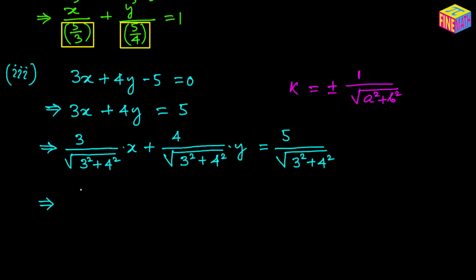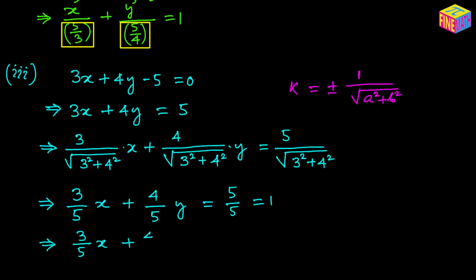It would be 3 over square root of 9 plus 16, that's 25, so 5, so 3 over 5. So we can say this is 3 over 5 times x plus 4 over 5 times y is equal to 5 over 5, and that is equal to 1. So again, if we rewrite this, we can say then 3 over 5 times x plus 4 over 5 times y is equal to 1, and that is the perpendicular form.